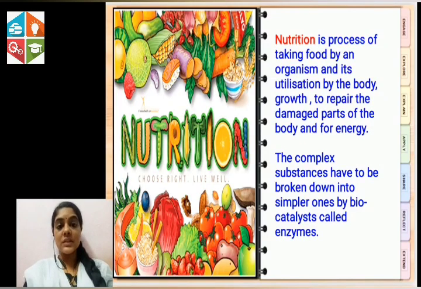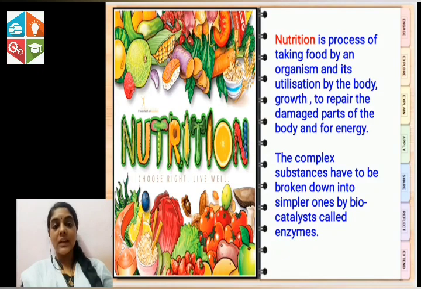So nutrition is a process in which you intake the food, and this food is being utilized by the body to maintain its body parts, to repair the damaged parts, and to give you energy. And this whole process is called nutrition. Nutrition is basically to maintain the body and to provide energy.